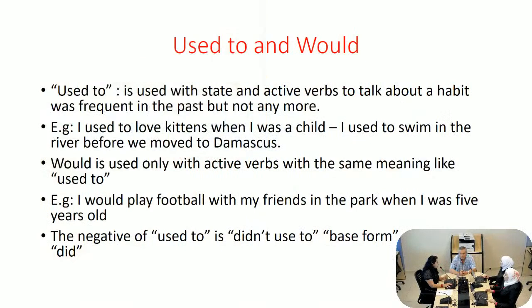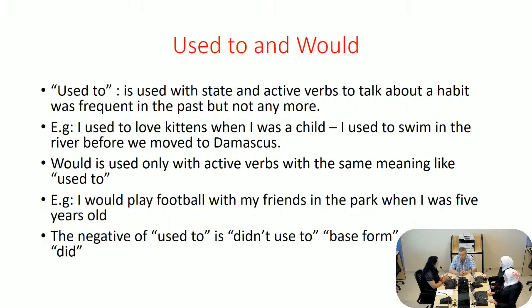Please. Okay, to start with, the first one is to differentiate between used to and would. Both of them are used to talk about habits that were frequent in the past but not anymore. But when we use used to, in this way we can talk about state and active verbs, like miss, run, dress, get dressed, play, anything. So with used to, we can use any verb, state or active verb. Like I used to love kittens when I was a child. I used to swim in the river before we moved to Damascus.